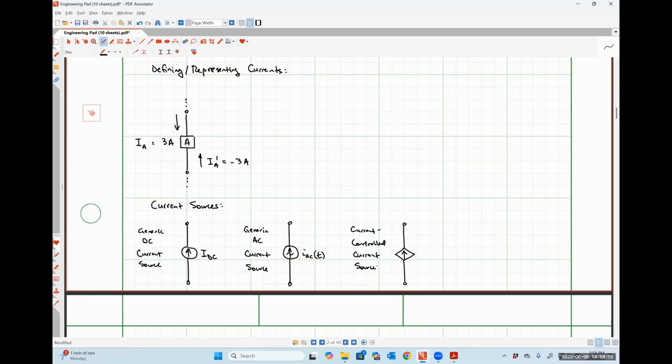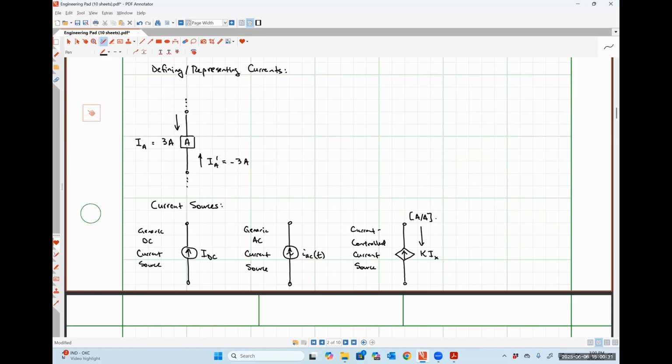So its magnitude is going to be represented by K, some scaling factor, times Ix, our controlling variable. And the units for this scaling factor K are going to be in amps per amp, or once again, a dimensionless quantity. So that's how I'm getting away with using the same symbol for a voltage-controlled voltage source and a current-controlled current source. K in both cases really just doesn't have units, okay?